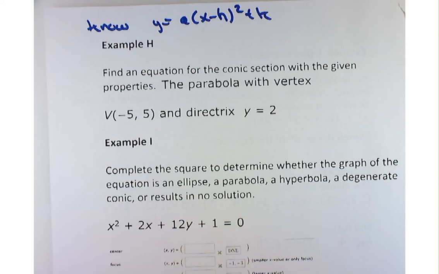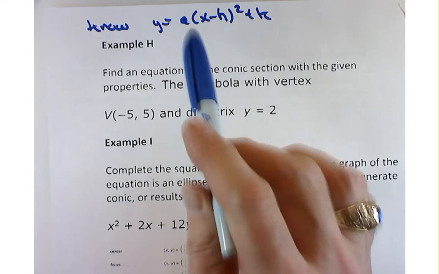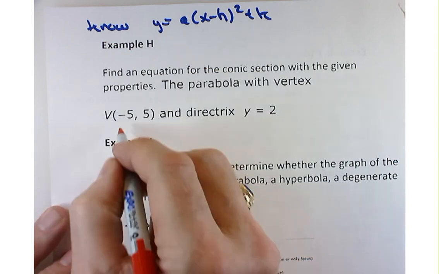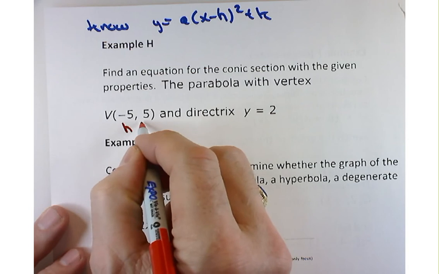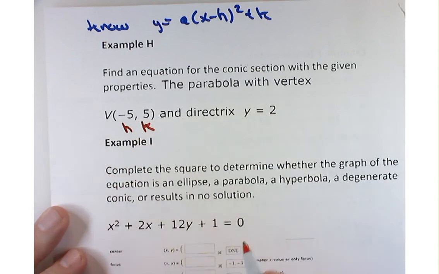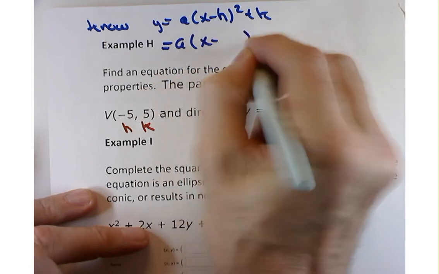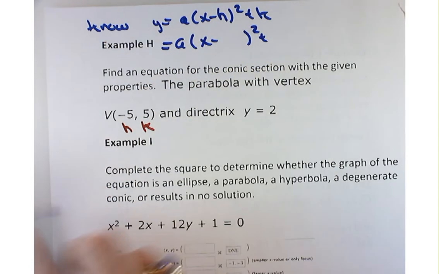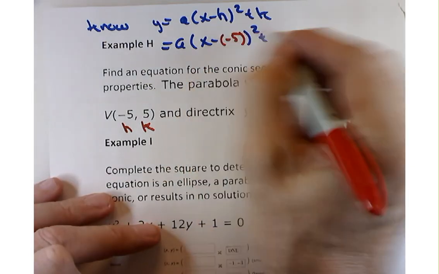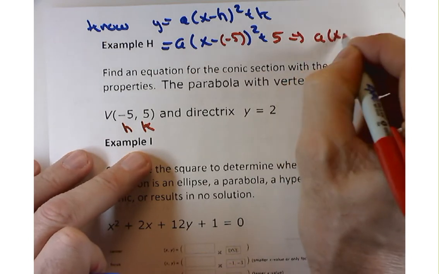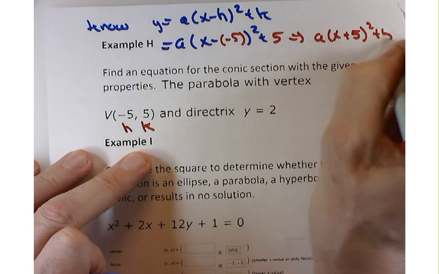Julian, do I know anything here yet? Do I know anything about any of these values, a, h, or k? I know the h is -5, k is up. All right, yeah, we know the h and the k. So what we're going to get is a times (x minus h) squared plus k. h is -5 and k is 5. So it's going to look like a times (x plus 5) squared plus 5 again.